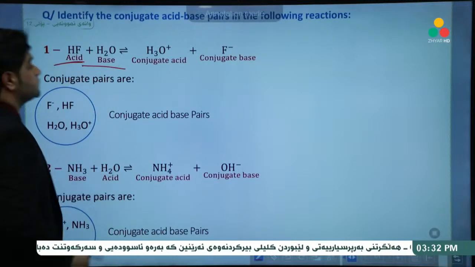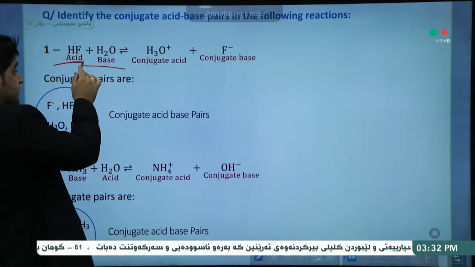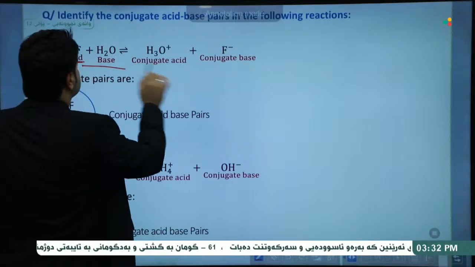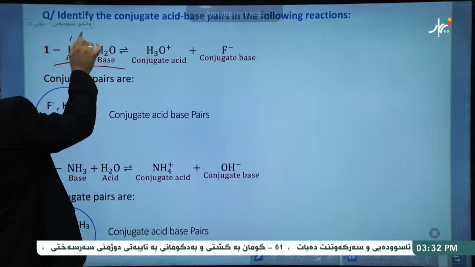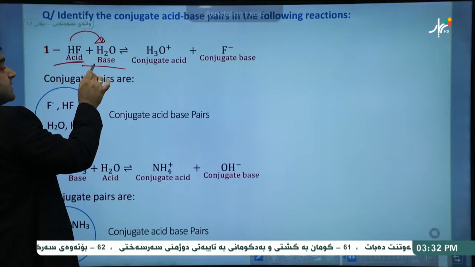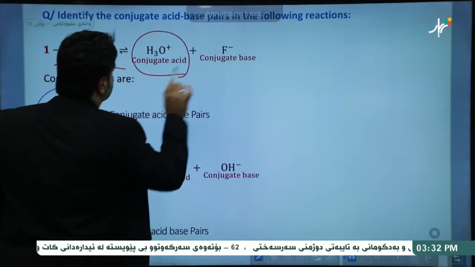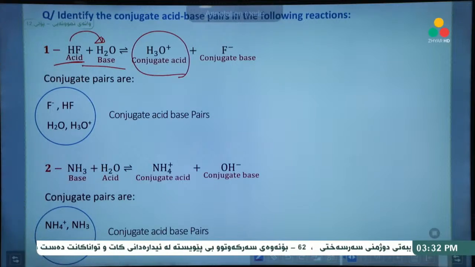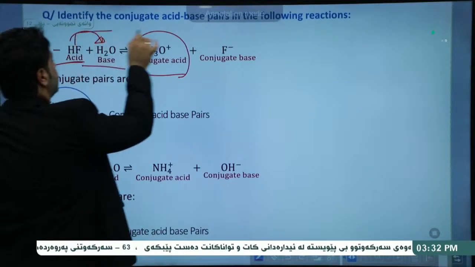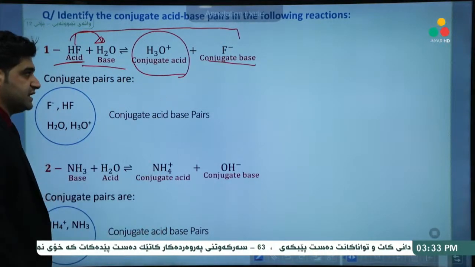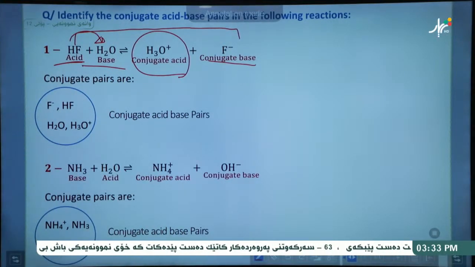HF mixing with H2O. Look, it's an acid, so it will release a proton. It can donate a proton to the water, producing H3O, and then it will remain as an F anion. It's an acid, so F is its conjugate base, and H3O is the conjugate acid. So what are the conjugate acid-base pairs?